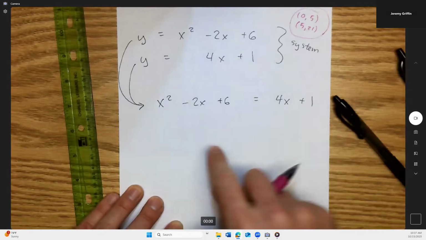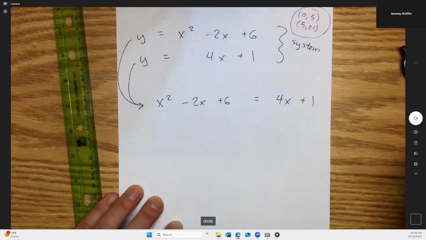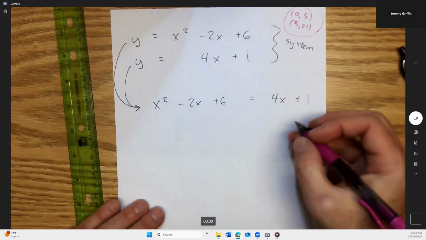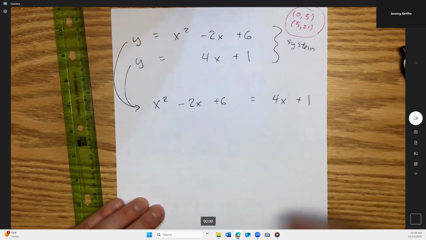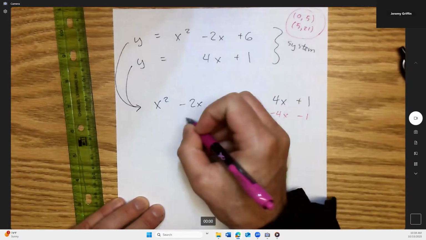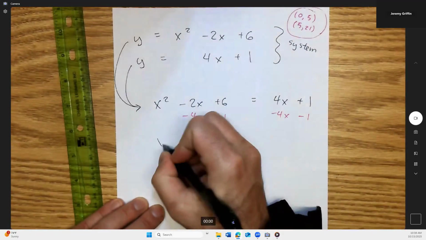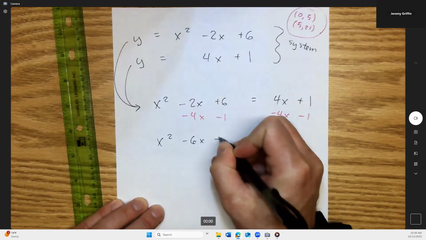I've got an x squared, an x, and a constant. I know this is headed towards either the quadratic formula or factoring somewhere down the line. So I need to set this all equal to 0. Hasn't that been the method over and over? Set equal to 0, so minus 4x and minus 1. I'm going to subtract the 4x and the 1 from both sides to get it set equal to 0. That gives me x squared minus 6x plus 5.